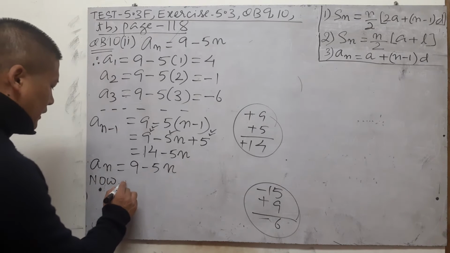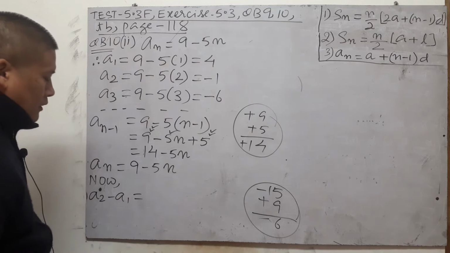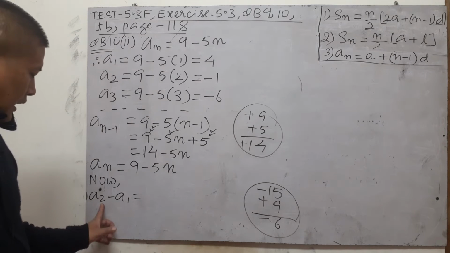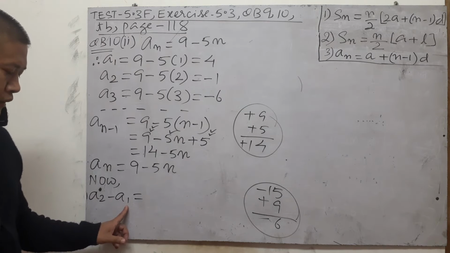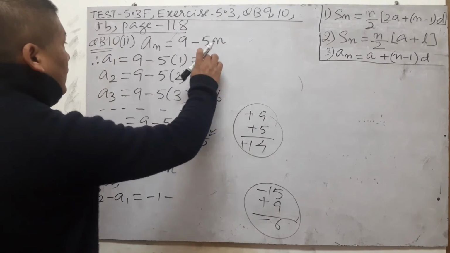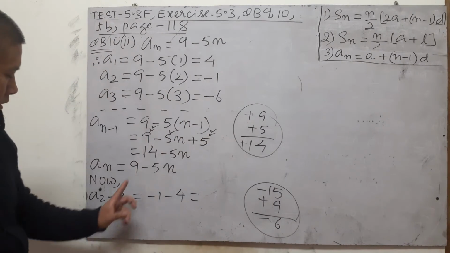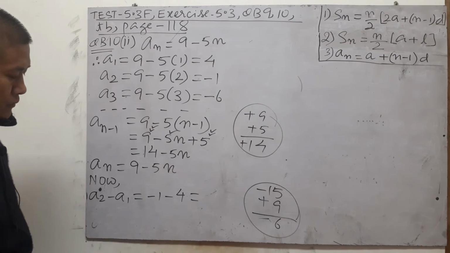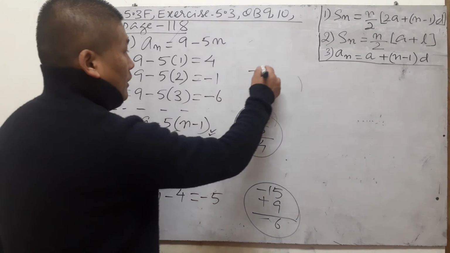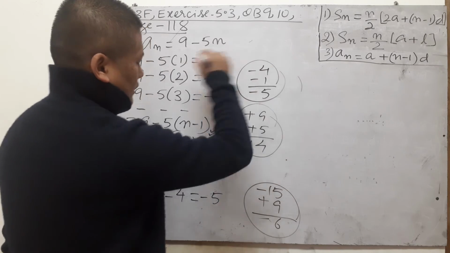Now, let us try to find if there is a common difference. We can find out by the formula: A2 minus A1, or A3 minus A2, or an minus 1, the higher term minus the next lower consecutive term. So A2 is minus 1, minus A1 which is 4. Both minus means we add 1 plus 4, 5, and both are minus, so the sign is minus.